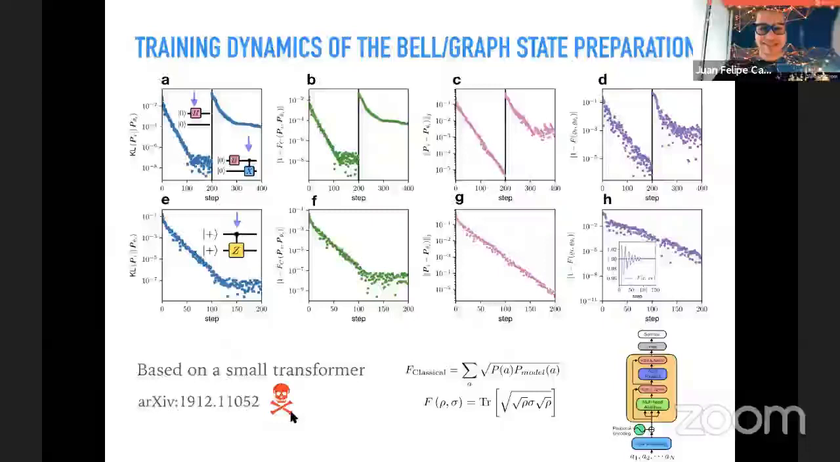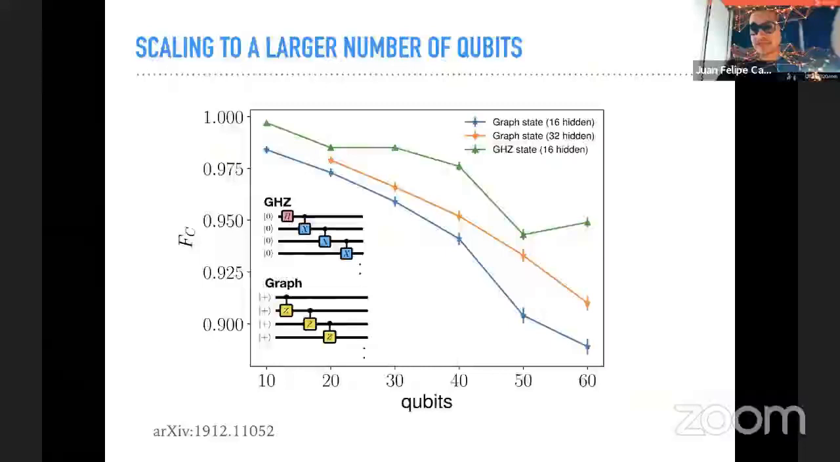Then we tried up to 60 qubits, trying to produce, again, this generalized GHZ state on systems up to 60 qubits. This is a quantity called quantum classical fidelity, which is a weaker measurement of fidelity than quantum fidelity, but that's one that we can compute, at least for the simple quantum states. And what we see is that as we grow the size of the systems, the fidelity drops.